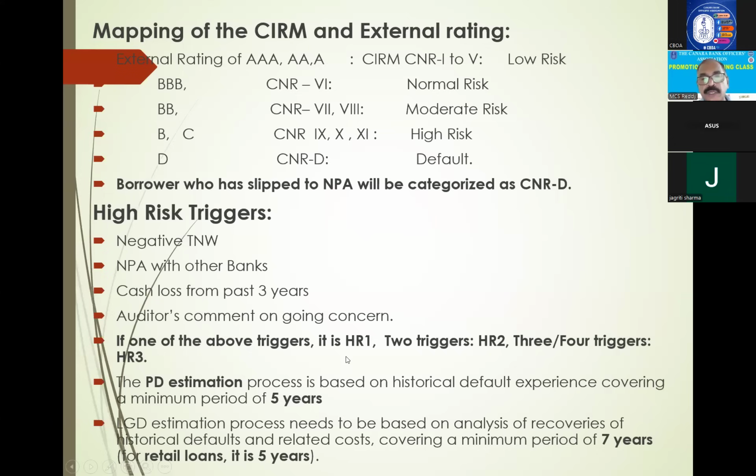If one of the above triggers, it is HR1. If 2 triggers, it is HR2. If 3 or 4 triggers, it is HR3. This is how we do high risk parameters. Right? Next, PD estimation 5 years, LGD 7 years, as I have already discussed.